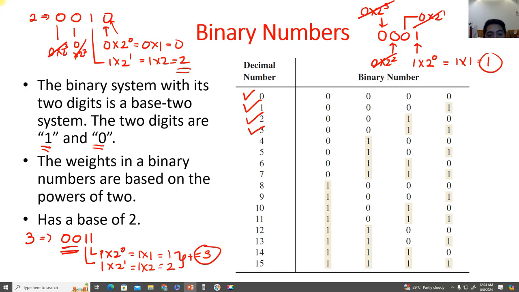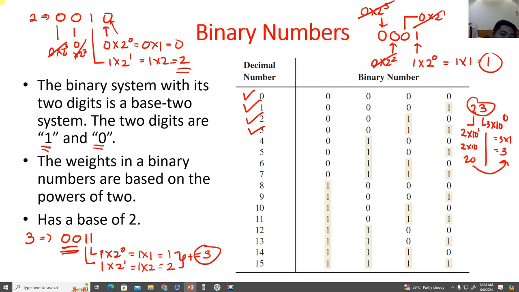Again, the weights in binary numbers are based on the powers of 2. In decimal, they are based on the powers of 10. That's why in the example a while ago in base 10, this must be 3 times 10 raised to 0, and this must be 2 times 10 raised to 1. So 3 times 10 raised to 0, any number raised to 0 being 1, is 3 times 1, which is 3, and 2 times 10 raised to 1 is 2 times 10, that is 20. 20 plus 3 is 23.